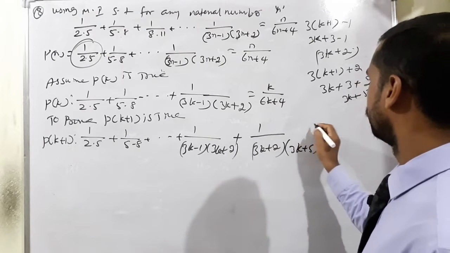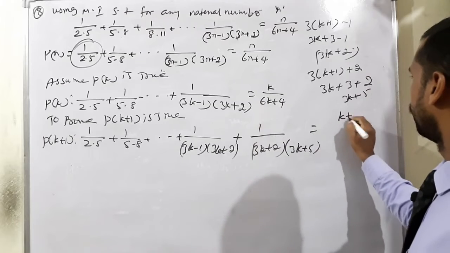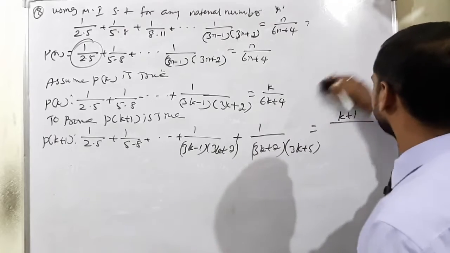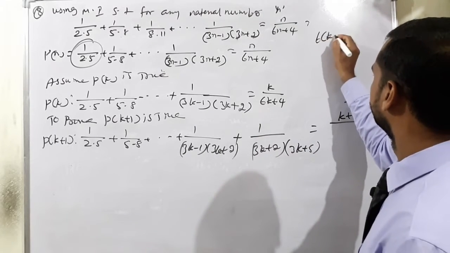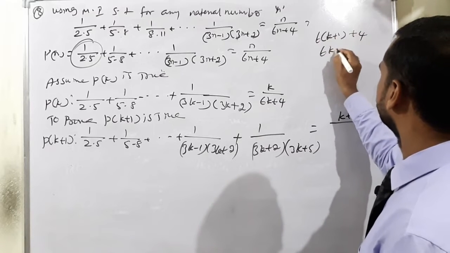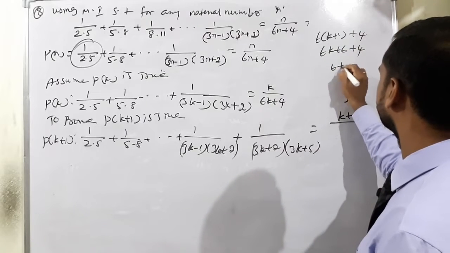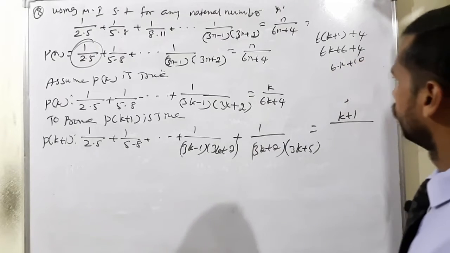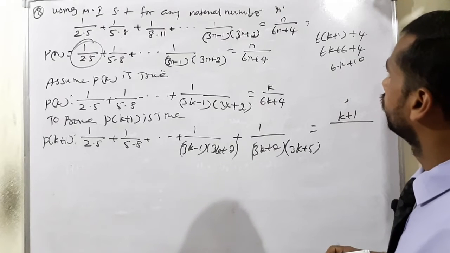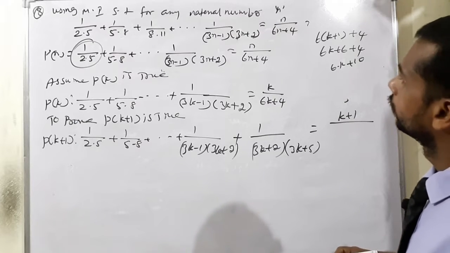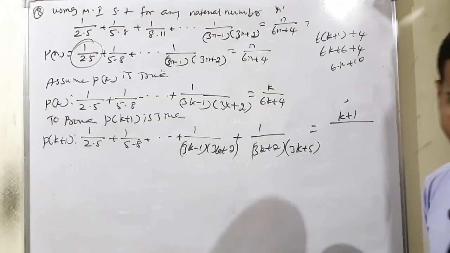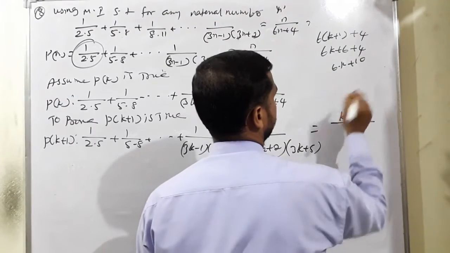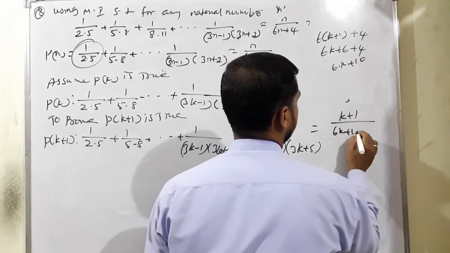So 3k plus 5 is equal to the next one, k plus 1, divided by the next condition also 6 into k plus 1 plus 4. Again 6k plus 6 plus 4. Therefore 6k plus 10, isn't it? 6 plus 4 is equal to 10. So now this is 6k plus 10.